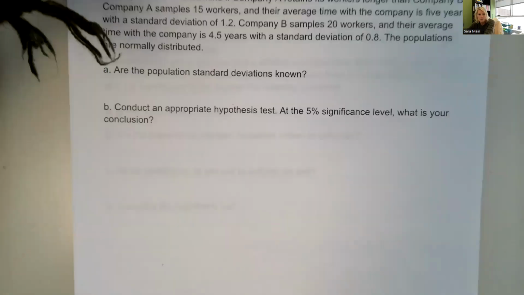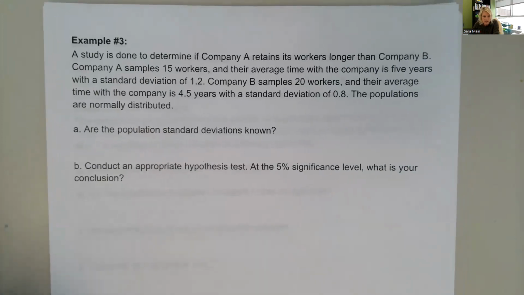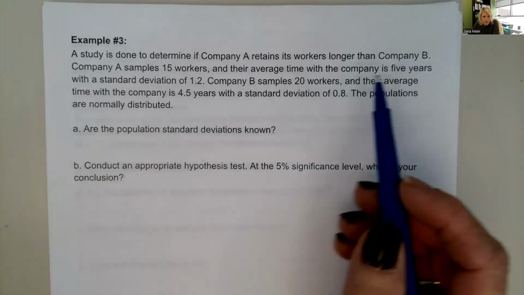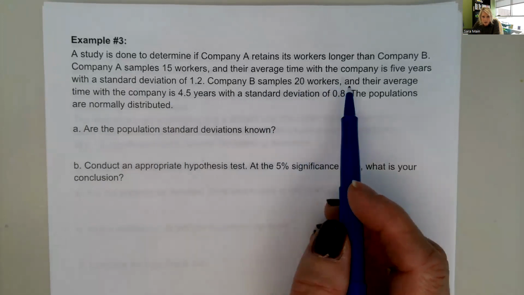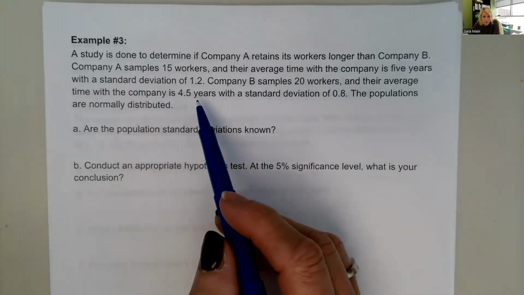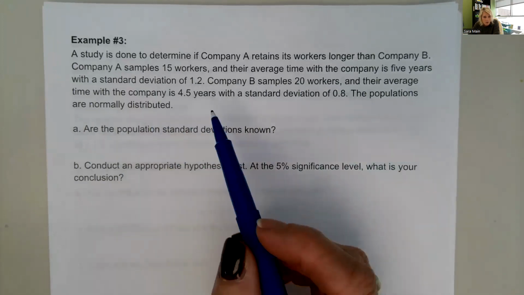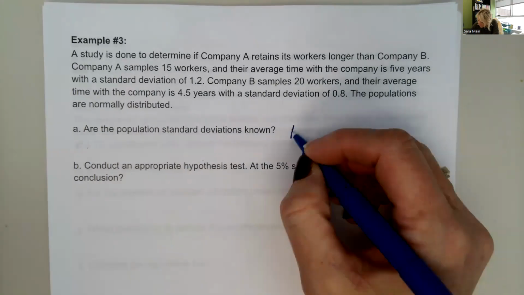Look at example 3. A study is done to determine if Company A retains its workers longer than Company B. Company A samples 15 workers and their average time with the company is 5 years with a standard deviation of 1.2. Company B samples 20 workers, and their average time with the company is 4.5 years with a standard deviation of 0.8. The populations are normally distributed. Are the population standard deviations known? No.